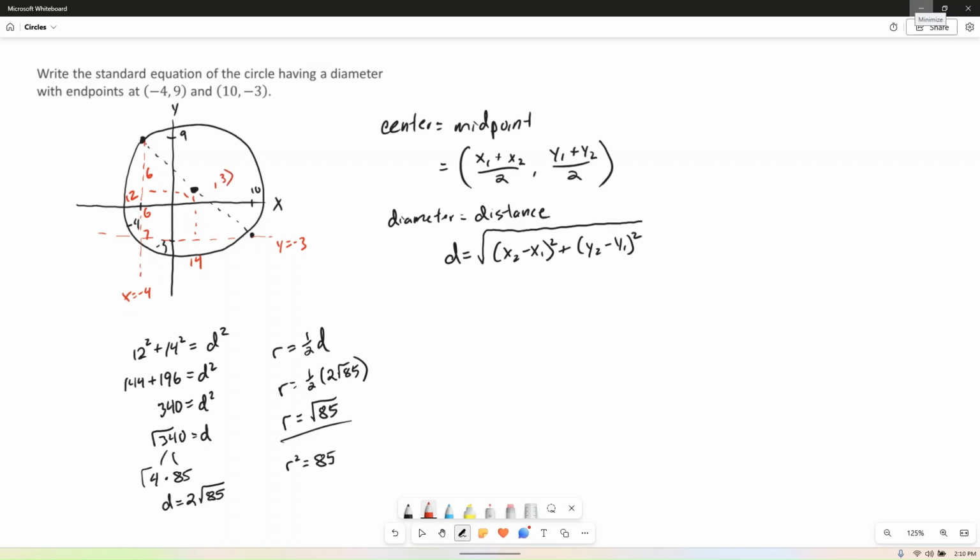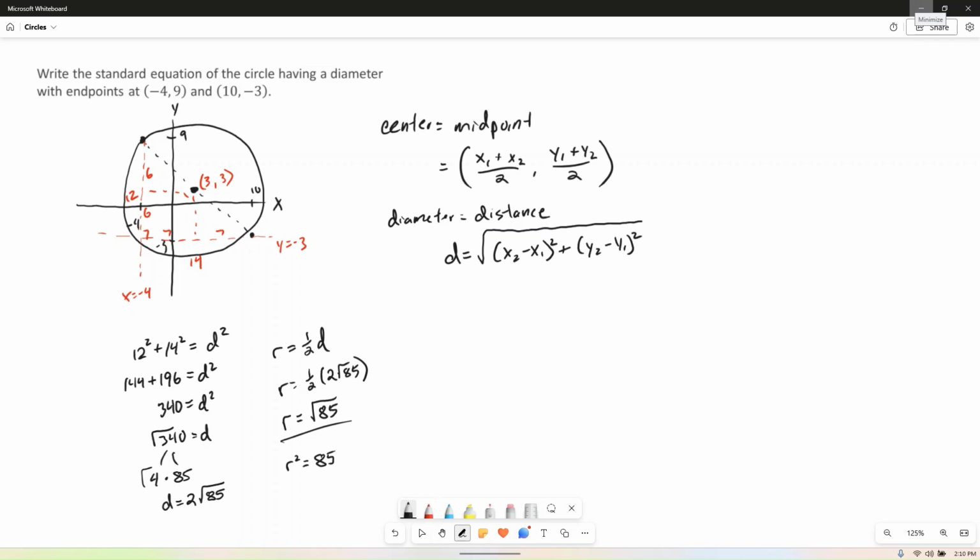And I know horizontally the distance is 14. Half of 14 would be 7. So from the left end to the right end has to be 7. Or from the middle to the right, or from the middle to the left has to be a distance of 7. So what is 7 units away from 10? That would be a 3 also. So the center is at the coordinate 3, 3.